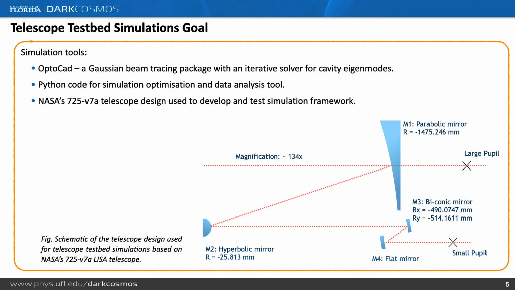Let's look at the schematic of the telescope optical layout used for the simulations. M1 is a large, approximately 360 mm diameter parabolic mirror that collimates the outgoing beam. Hyperbolic M2 plays the role of a beam expander. The M1 and M2 system gives a magnification of approximately 134. M3 is used to correct for beam astigmatism, thus it is a biconic mirror. M4, here flat, plays the role of a returning mirror.